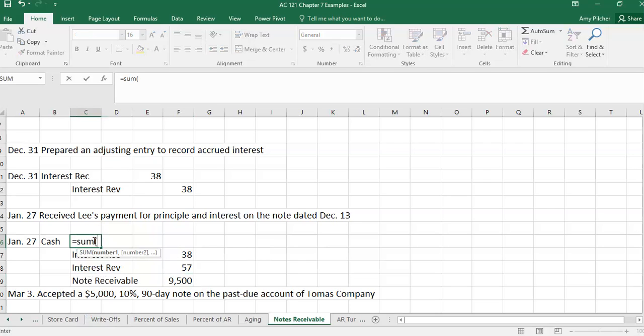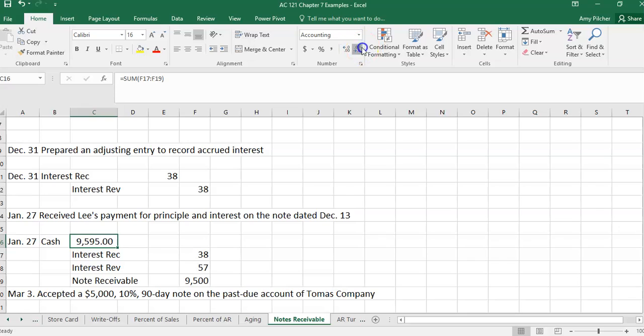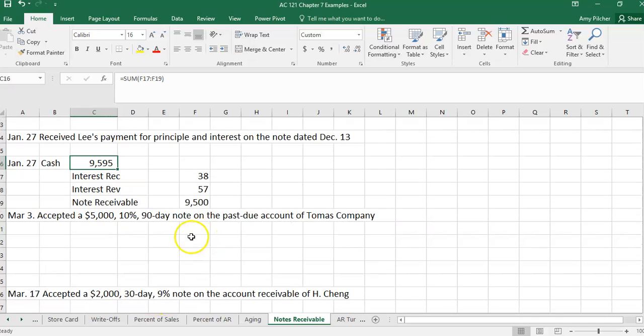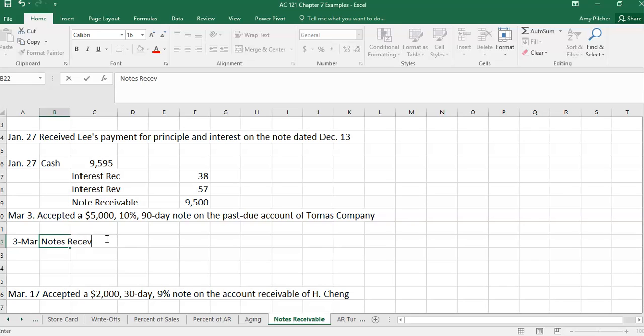Our cash received is the sum of all three. So we received $9,595 in cash for that note. On March 3rd, we accept a $5,000 90-day note on the past due account of Tomas Company. So we record a notes receivable and remove the accounts receivable of Tomas Company. So we have a debit of 5,000 and a credit of 5,000.